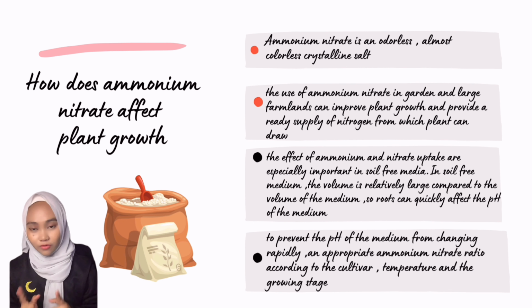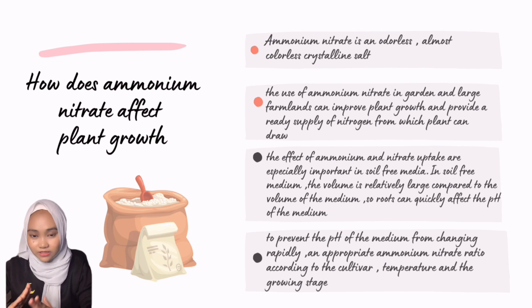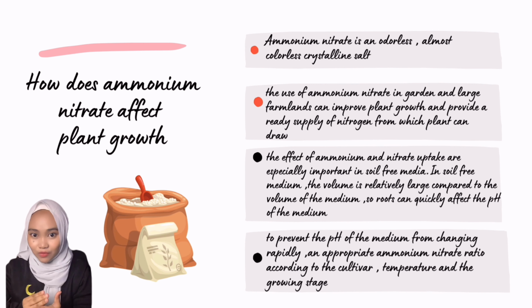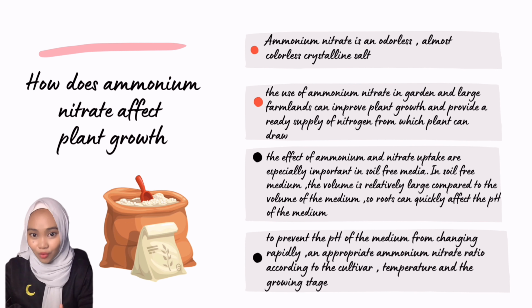Why do we need to use the right ratio? Because if we use the wrong ratio of ammonium nitrate, it will affect the pH of the soil. A rapid change of pH will affect the solubility and the availability of the other nutrients. So it will affect the plant growth. That's why we need to make sure that we use a good ratio of ammonium nitrate so that the plant will grow well and very healthy and get enough nutrients.